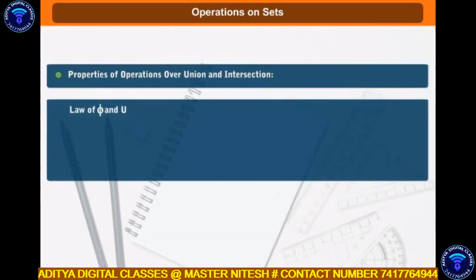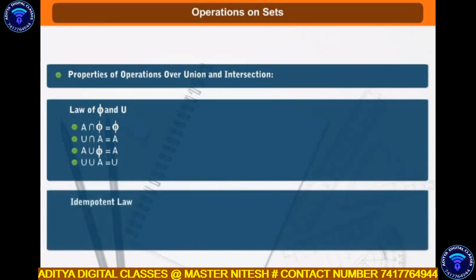The third is the law of null and universal set. A intersection phi is equal to phi. U intersection A is equal to A. A union phi is equal to A. U union A is equal to U. Idempotent law. A intersection A is equal to A. A union A is equal to A.